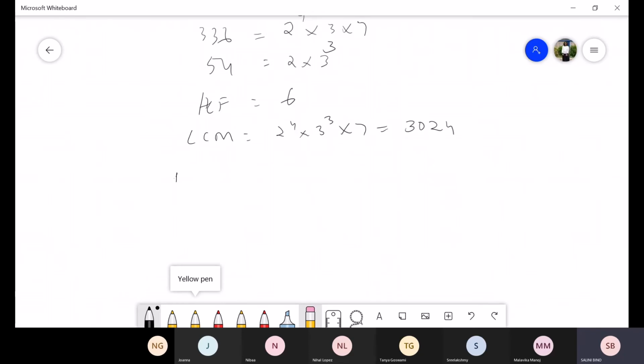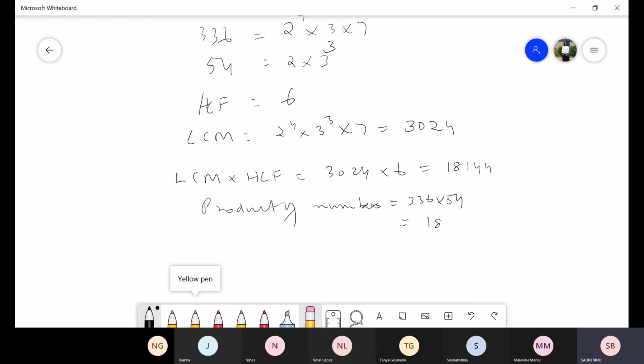And next step is LCM into HCF. So we have to multiply by 6. 3024 into 6. And we got the answer as 18,144. And then we have to find out the product of numbers. Write each and every step clearly. 336 into 54. Multiply and you will again get 18,144. Just multiply and check whether it is correct or not.